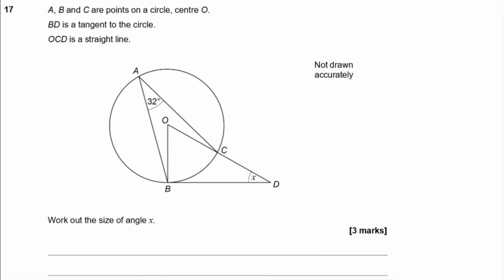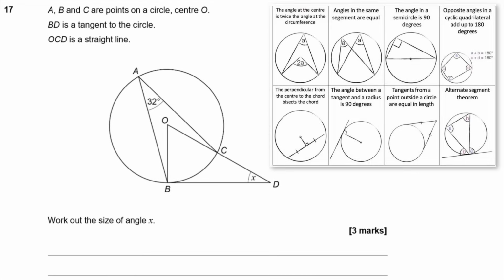Question 17. A, B, and C are points on the circle, center O. BD is a tangent to the circle. OCD is a straight line. Work out the size of angle X. Okay. Now, in order to work this out, I'm going to have to apply various circle theorems to this diagram. First up, I've been told that BD is a tangent to the circle. So that means that this line here, OB, which is a radius drawn at the point of contact, needs to be at right angles to the tangent, because that is always the case. So those two lines must always be at a right angle.